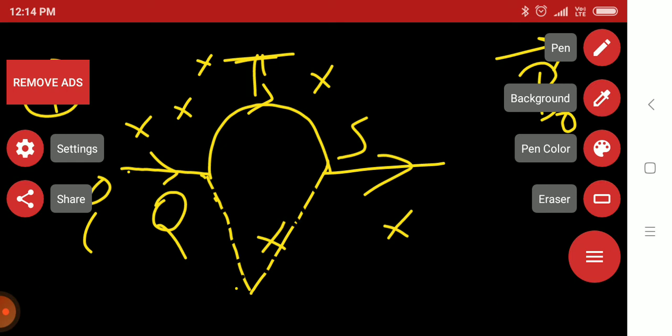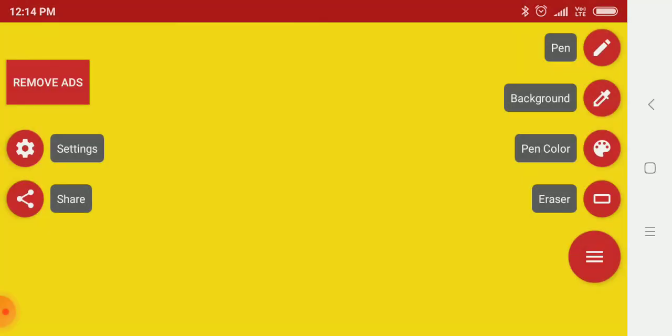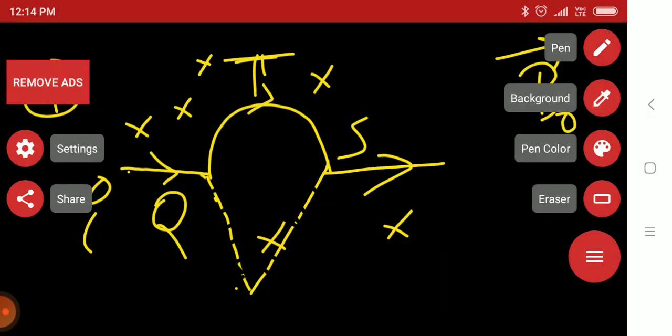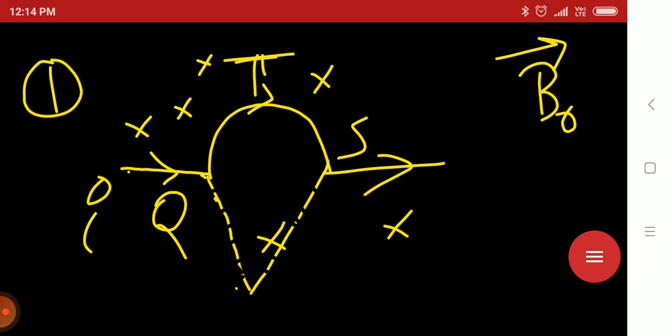So the figure is such that the magnetic field is directed normal to the page, that means the screen, then the force acting on the arc. So first of all, I am giving you the background. The angle is shown in the figure, that is 60 degrees. So first try to understand the question.